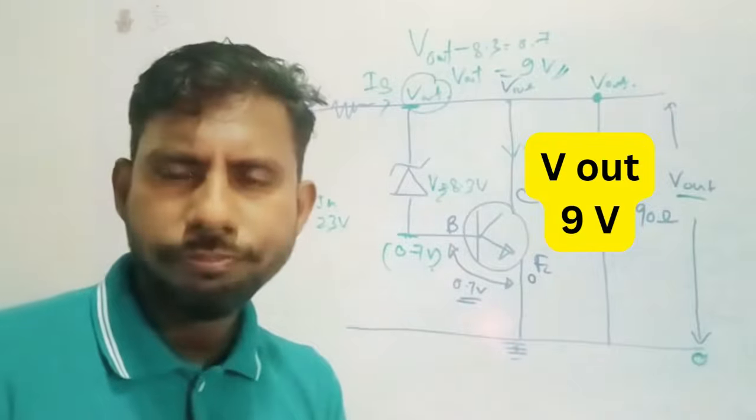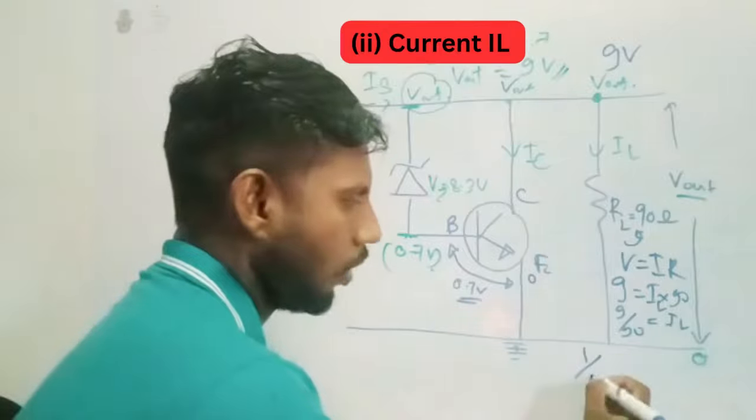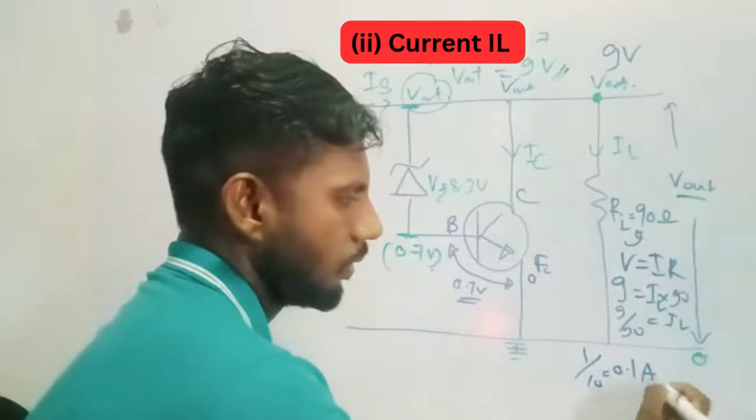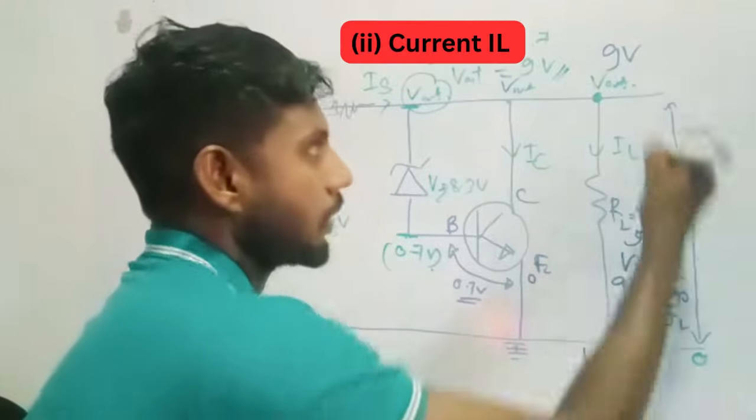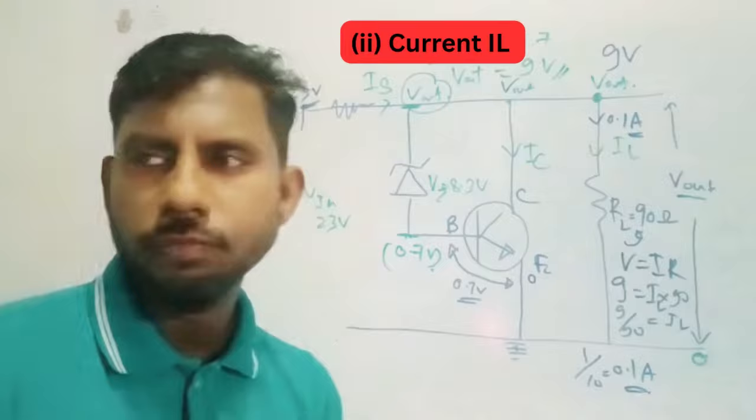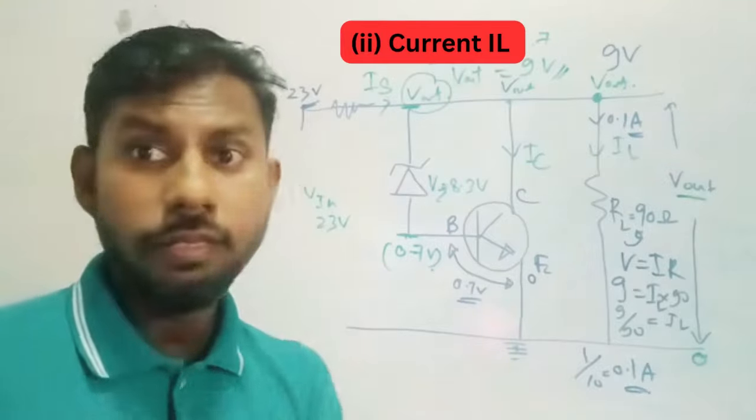So V is 9, RL is 90. So IL equals 9 divided by 90. So it's 1 over 10, 0.1 amperes. So current through here is 0.1 amperes. Easy question. Third part, current IS.